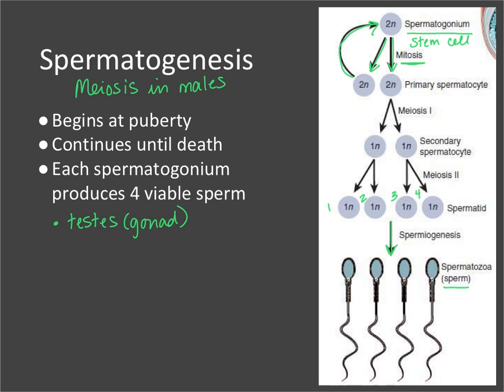Now for each one of those spermatogoniums, so for each one of those stem cells that goes through meiosis, we get 4 viable sperm. So that means that we get 4 functional sperm for each one of these stem cells going through meiosis. And you can see that down here. So these are those 4 daughter cells, which in this case, the daughter cells are more specifically referred to as sperm.